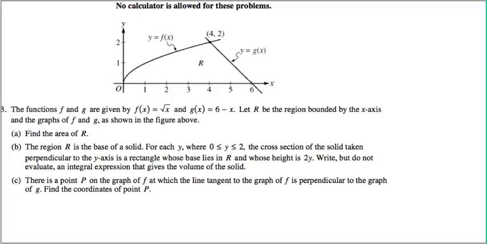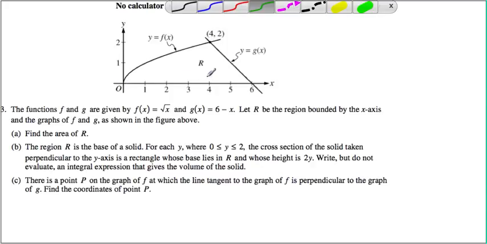So hello, let us look at number 3 from 2011 Form B. Alright, let's get started. The first one, find the area of R. How are we going to find the area of R? In fact, because you can see that the area of R has been governed by two different lines.